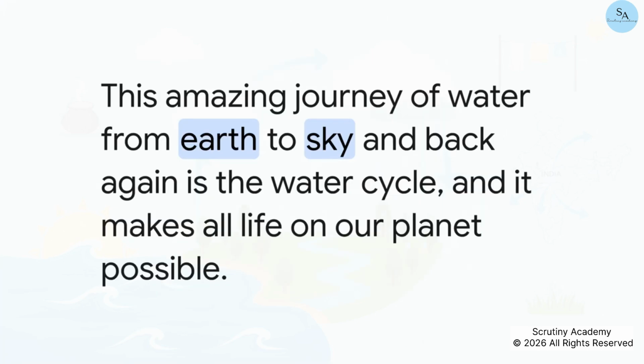So, from a tiny sun-warmed puddle to a powerful monsoon cloud, this whole amazing journey of water from the earth to the sky and back again is powered by the sun and driven by the winds. It's the water cycle, and it's what makes all life on our amazing planet possible.